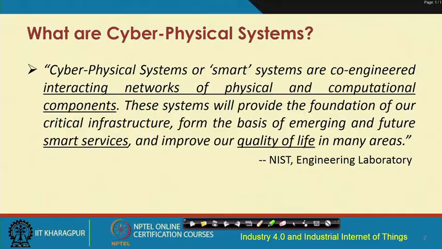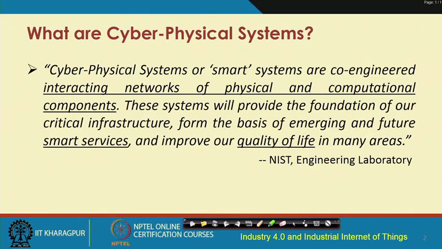So, how is it possible? Let us look at the NIST definition of what a cyber-physical system is. Cyber-physical systems, also often known as smart systems, are co-engineered interacting networks of physical and computational components. Computational is the cyber one, and physical is basically the physical world in which these systems are operating. These systems will provide the foundation of our critical infrastructure.